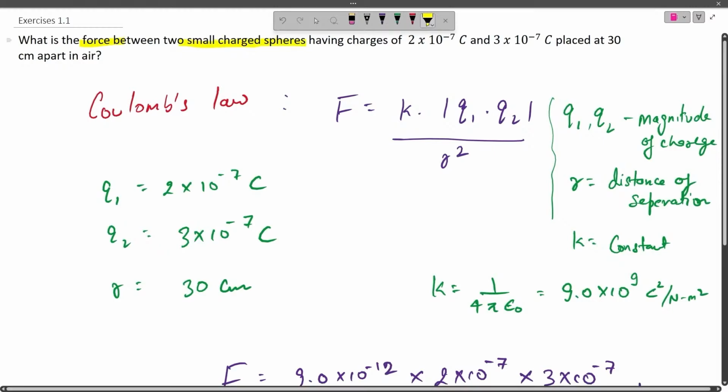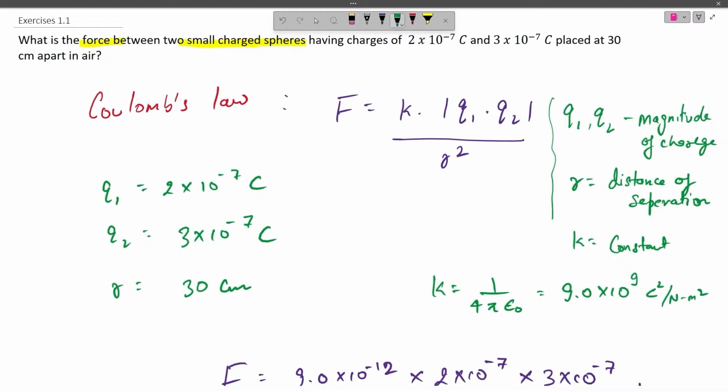Now the expression for electrostatic force is given by Coulomb's law, which states that the electric force between two charged particles acts along the line connecting them, and it is inversely proportional to the square of the distance separating them, and directly proportional to the product of those two charges. Also, like charges repel each other, and opposite charges attract each other.